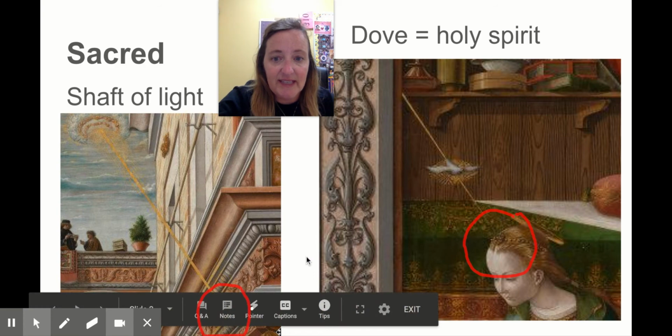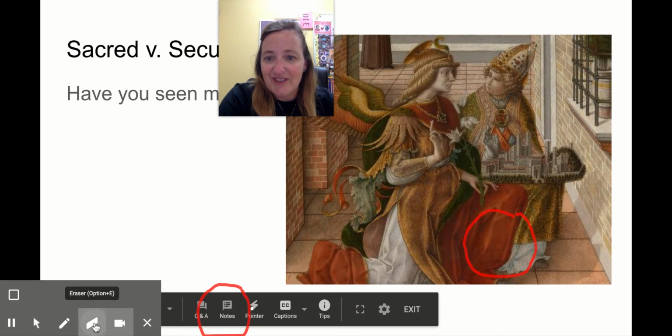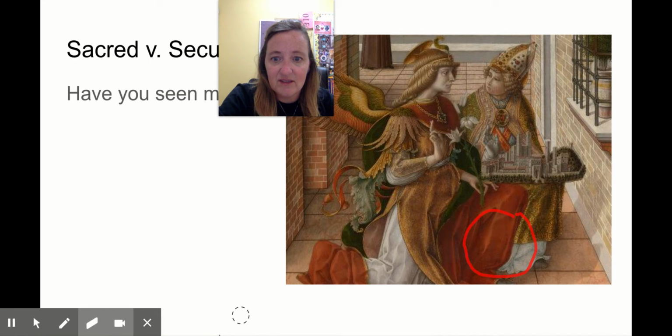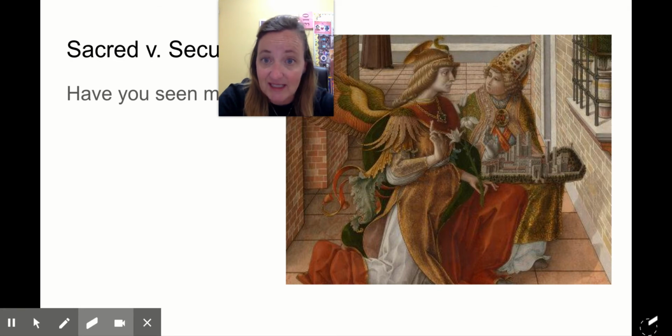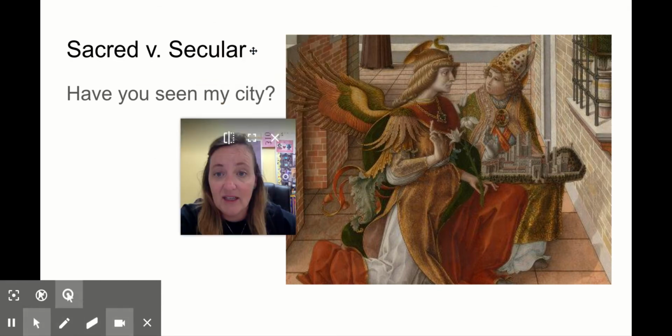So that's some of the sacred stuff that's in here. The next thing that you're going to see, and I'm going to erase some of these things here so they're not on here. And if you guys do this where you write on it, you have to know that when you go to the next slide, the writing stays. So you're going to need to move that and change that.